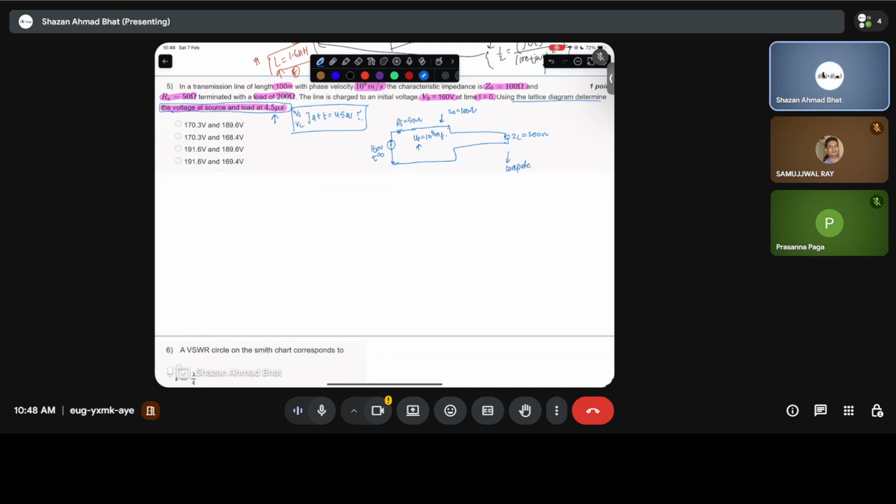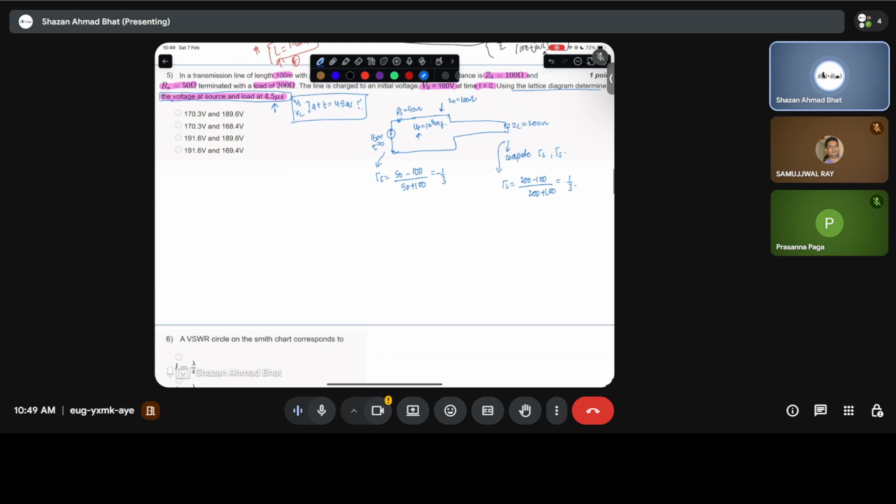Basically, the first thing you should compute is the reflection coefficient at the load end and the reflection coefficient at the source end. Let's compute the reflection coefficient at the source end first. It will be exactly 50 minus 100 divided by 50 plus 100, which is basically the source resistance minus the intrinsic impedance divided by the summation of that. So it will be minus 1 by 3. Now at the load end, how much will it be? At the load end, it will be 200 minus 100 divided by 200 plus 100. That will be 1 by 3.